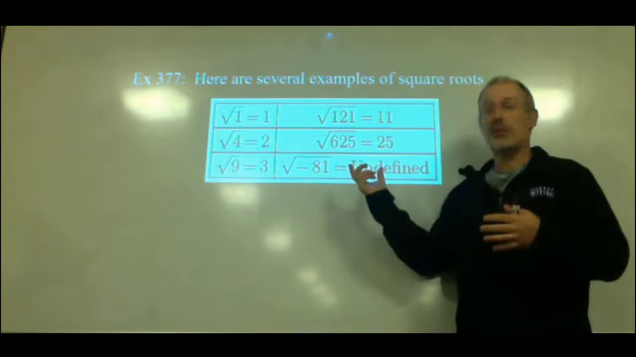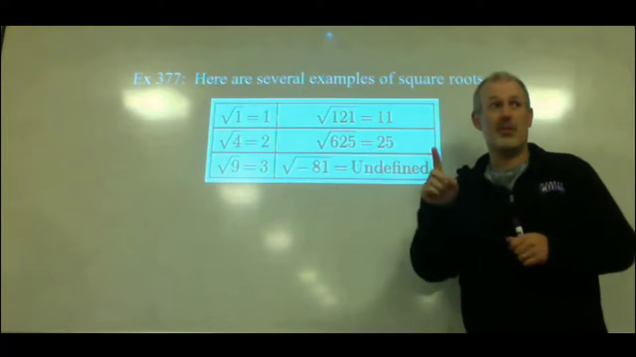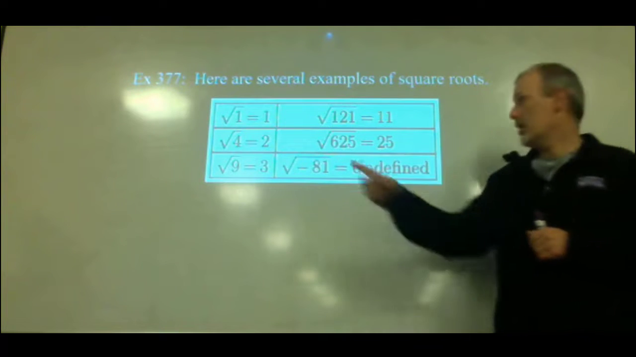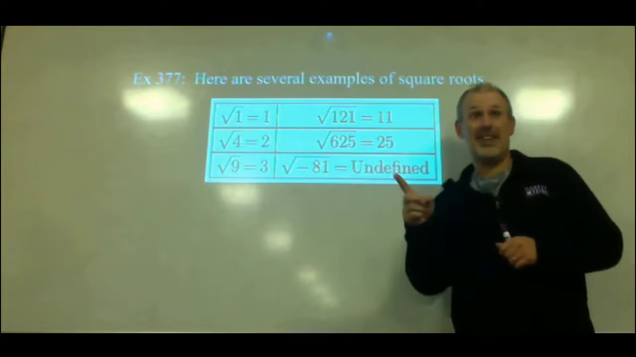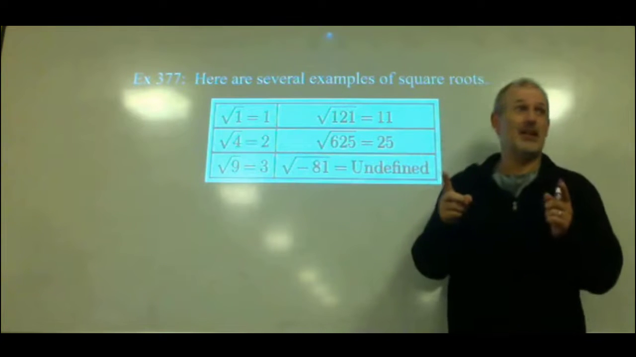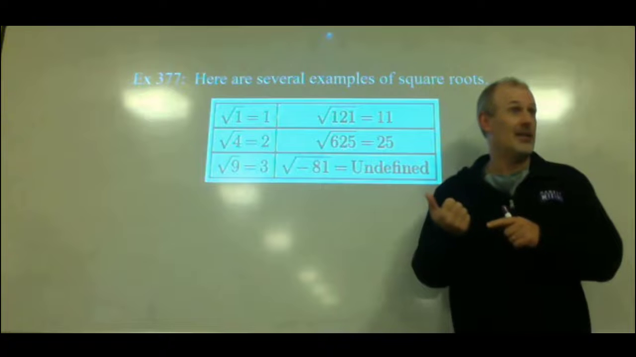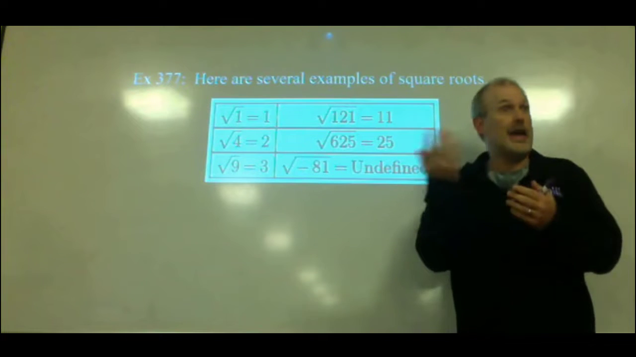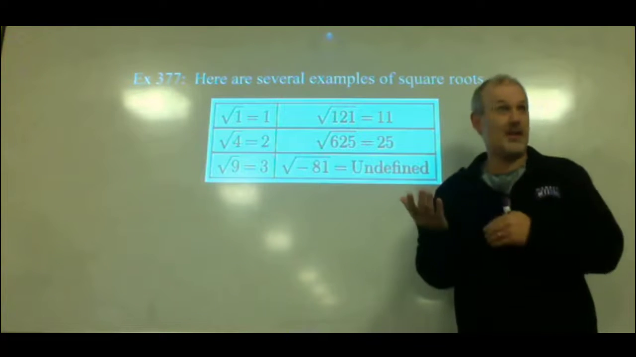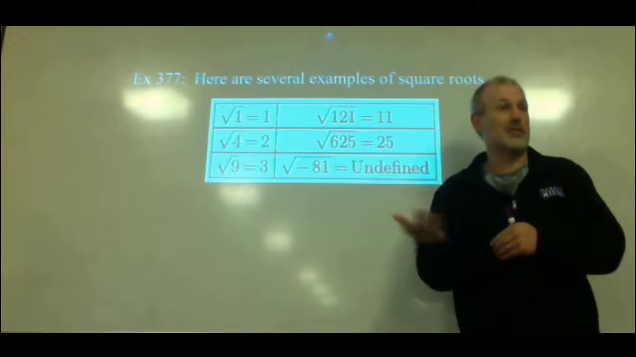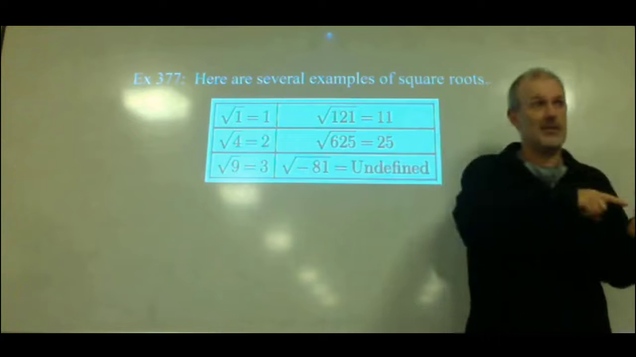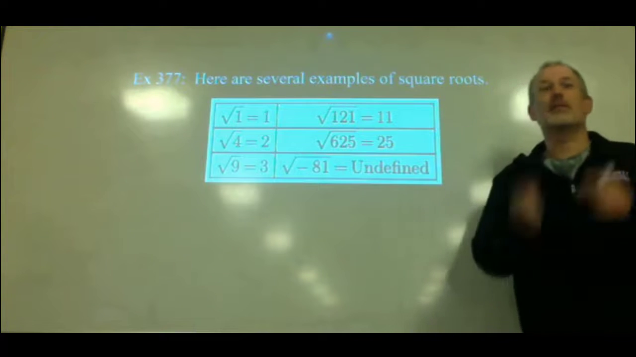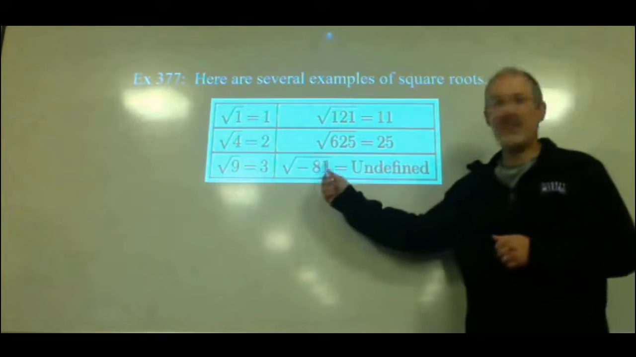It's undefined in the real numbers because there's no number that when you multiply it by itself, you get a negative 81. It wouldn't be negative 9. No, because what is negative 9 times negative 9? Positive 81, right? So any number times itself has to end up being positive or 0 if it's 0, right? Because a negative times a negative is a positive, and a positive times a positive is a positive. So there's no way to get this.